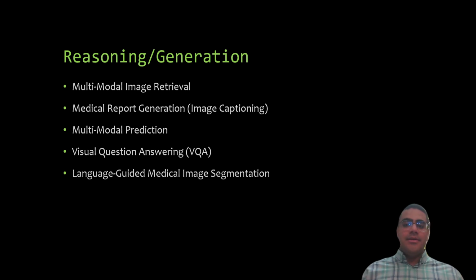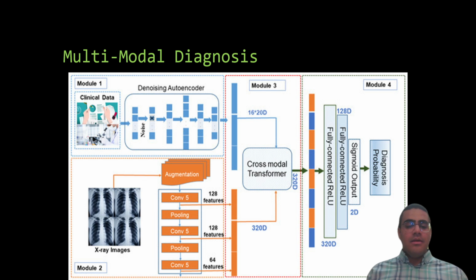All right, after we have represented and aligned the different modalities in our multimodal machine learning or deep learning model, we also need to do some reasoning or generation. So I have listed a bunch of tasks that are currently being actively researched in computer science, specifically in the medical and healthcare applications of computer science, using multimodal machine learning.